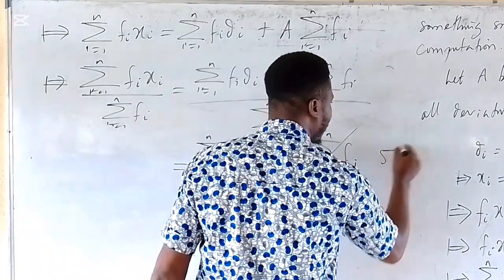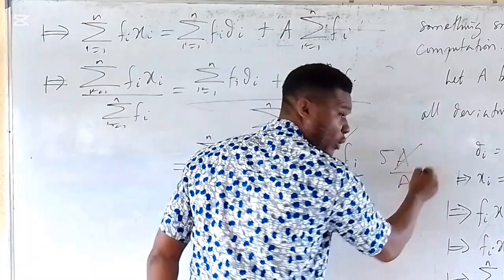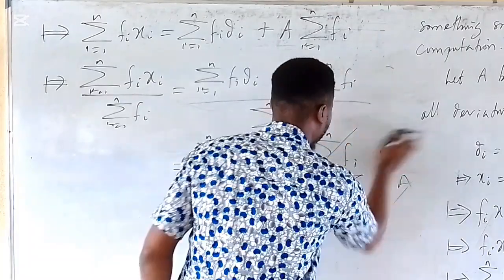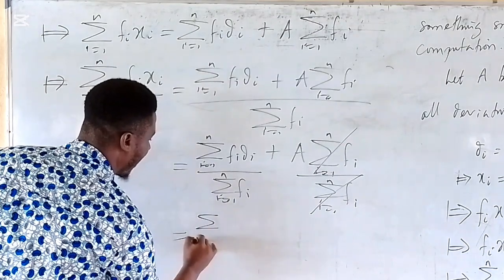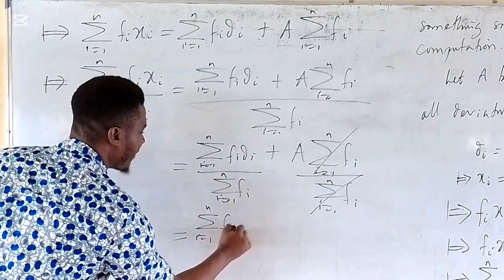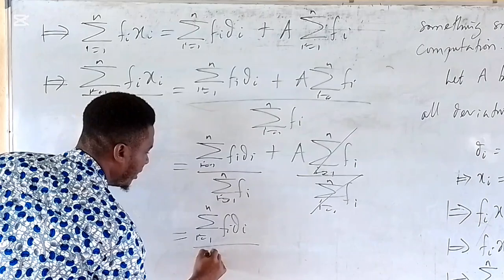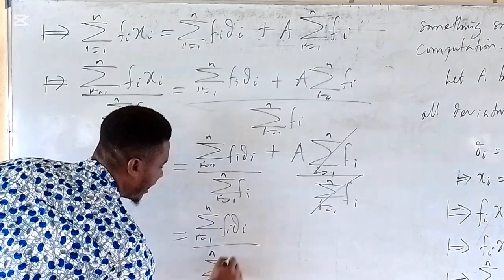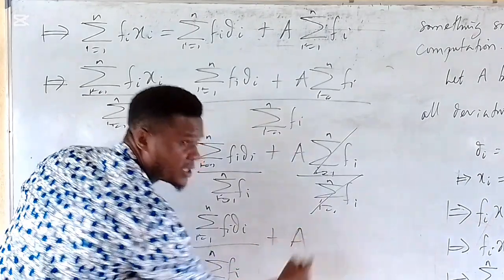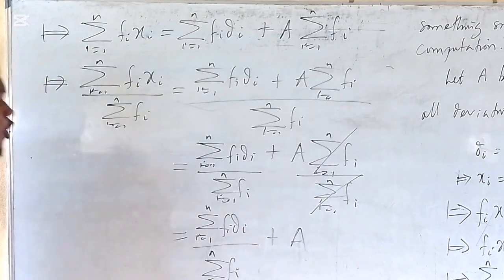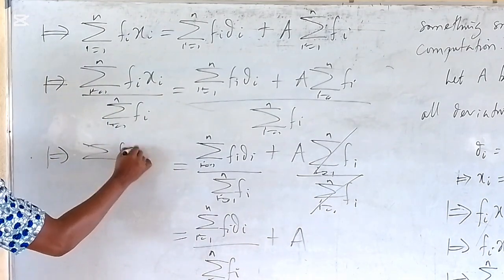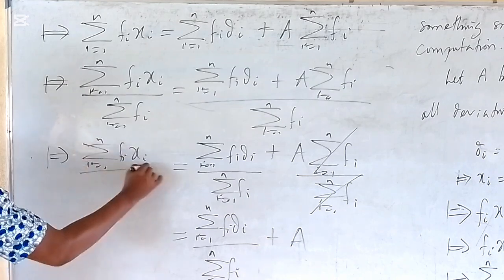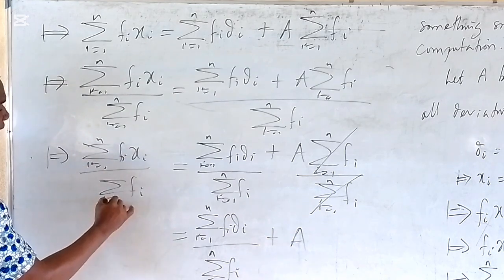This is just like saying 5A over A. A will cancel A. Is it not so? So that one will cancel that one. And we will be left with summation from i equals 1 to n Fi di all over summation from i equals 1 to n Fi plus what is left? A. Now, on this side, what do you have? Fi xi, i equals 1 to n, all over summation Fi from i equals 1 to n.